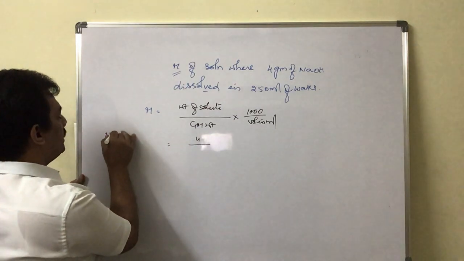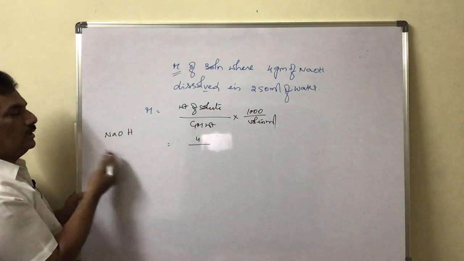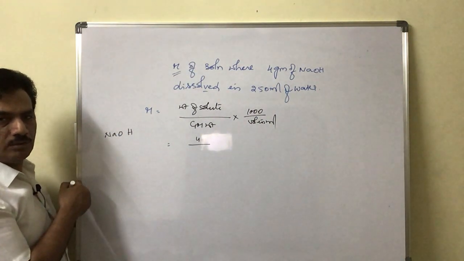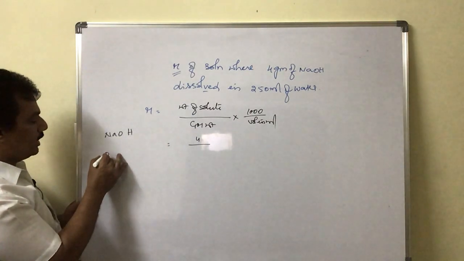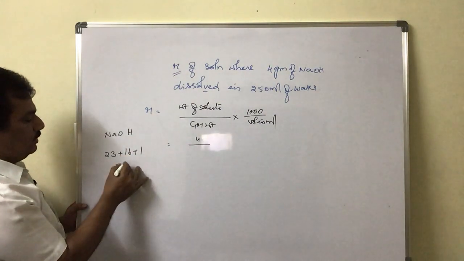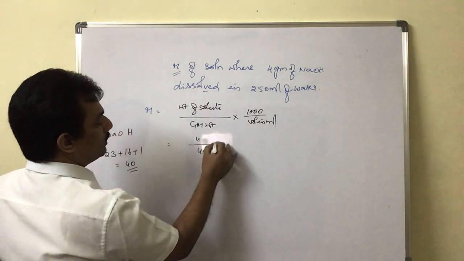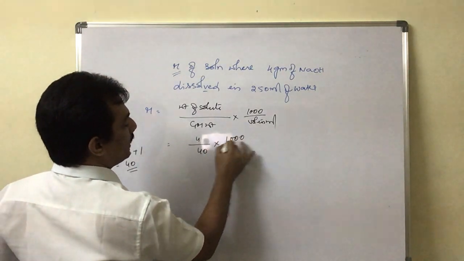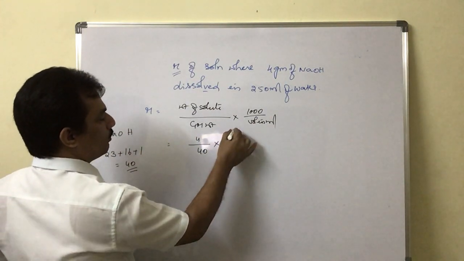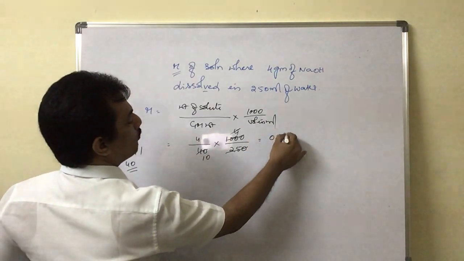So then it is nothing but 4 by the molecular weight of NaOH. Already I think you know how to calculate the molecular weight. It is nothing but the sum of atomic weights of all the atoms present in the molecule. Here sodium atomic weight is 23 plus 16 plus 1. Altogether it is nothing but 40. So 4 by 40 into 1000 by 250. Here it is 4 times and it is 10 times, and the answer is 0.4 molar.